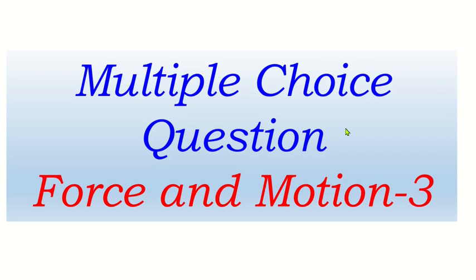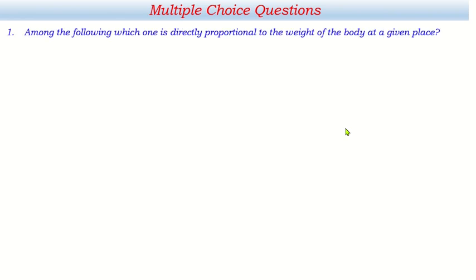We are doing multiple choice questions of the chapter Force in Motion, and this is part 3. Okay, let's start. Multiple choice question. First set. Among the following, which one is directly proportional to the weight of the body at a given place?